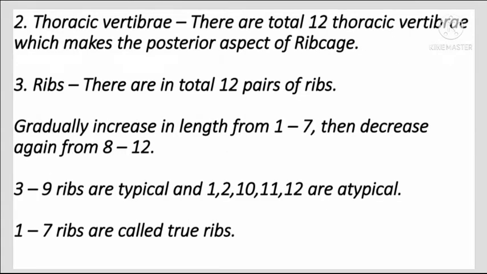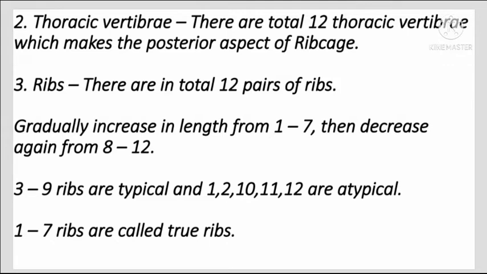The second one is the thoracic vertebrae. There are a total of 12 thoracic vertebrae, which make up the posterior aspect of the ribcage. The third one is the ribs. There are a total of 12 pairs of ribs. They gradually increase in length from the 1st to the 7th and decrease again from the 8th to the 12th. Ribs 3 to 9 are typical. Ribs 1, 10, 11 and 12 are atypical.